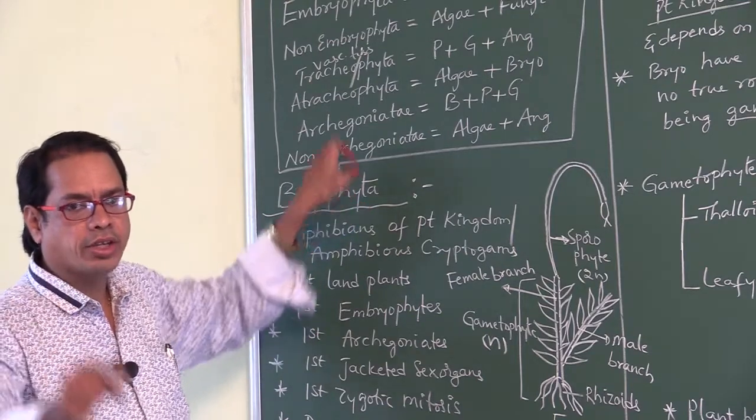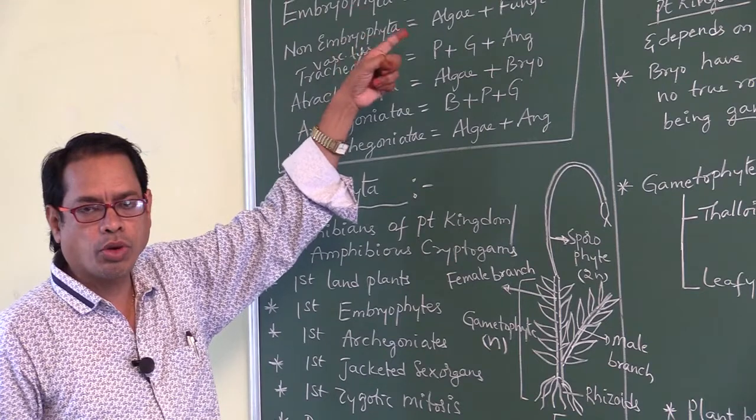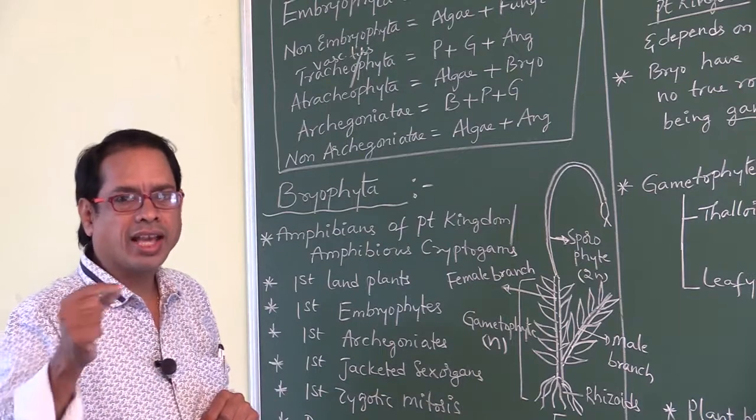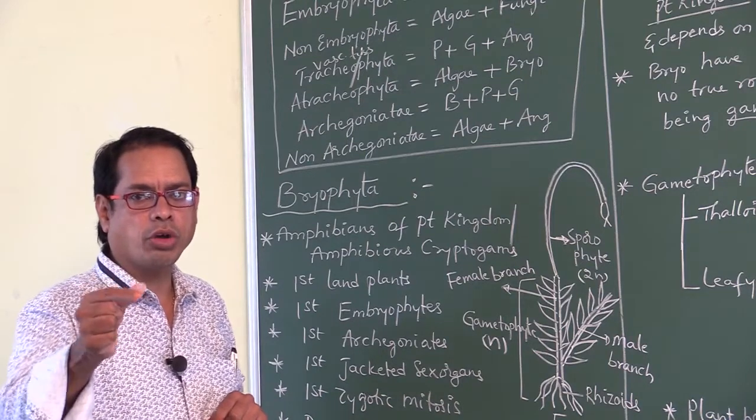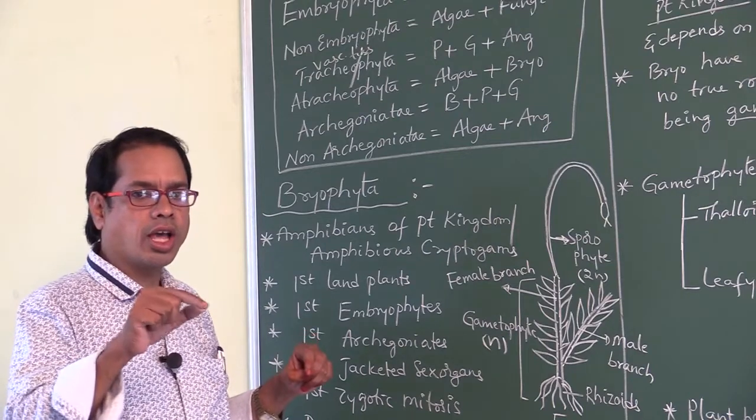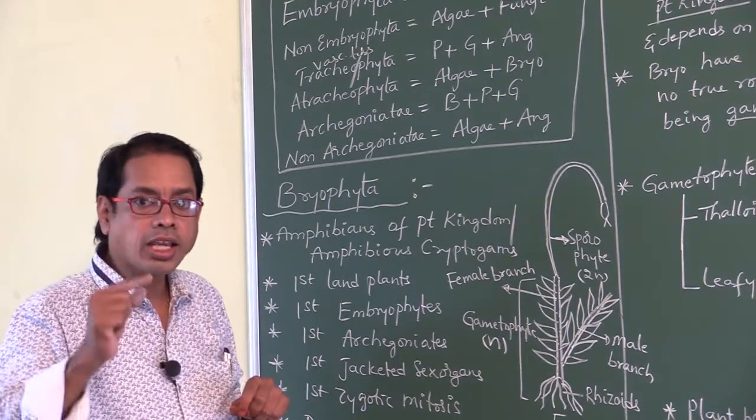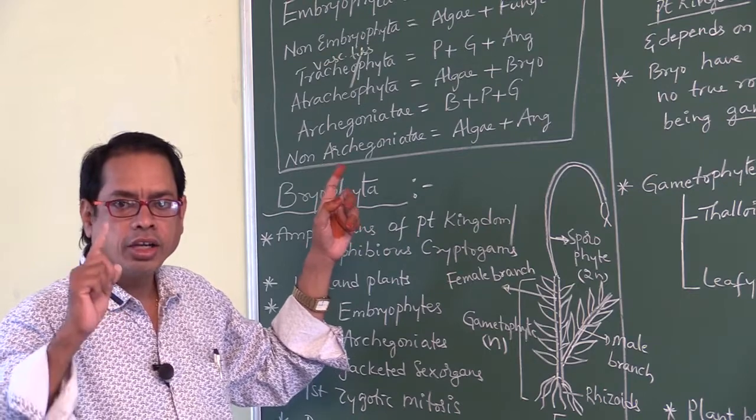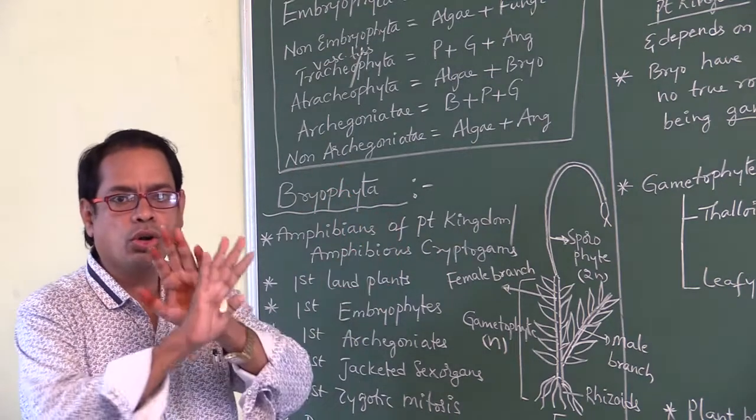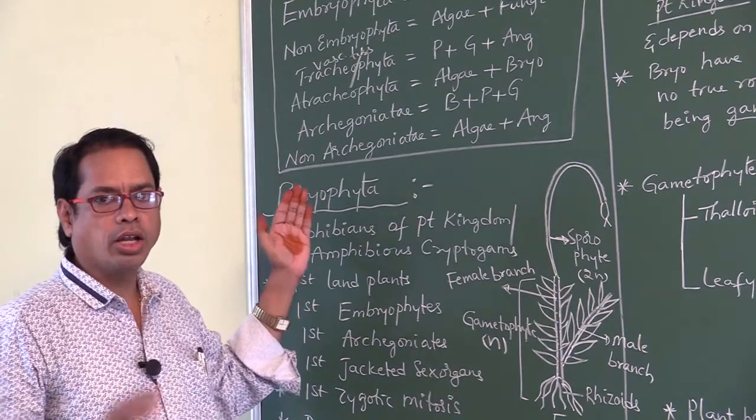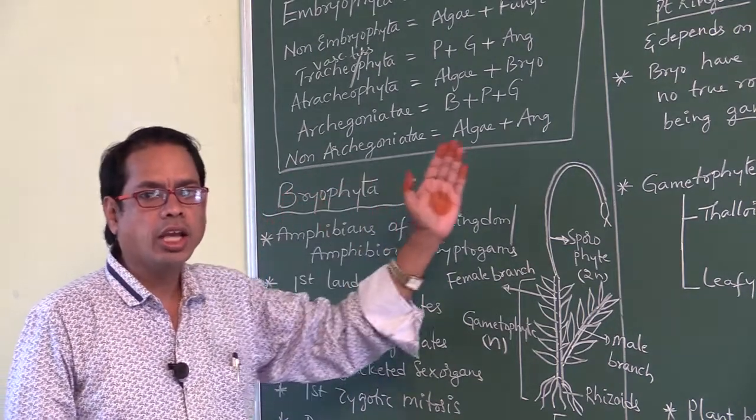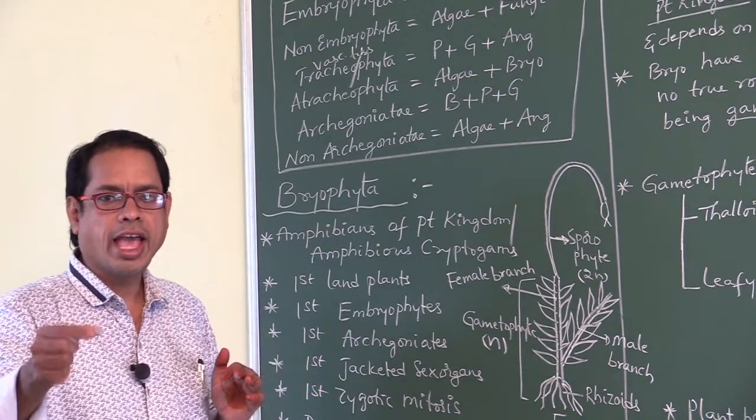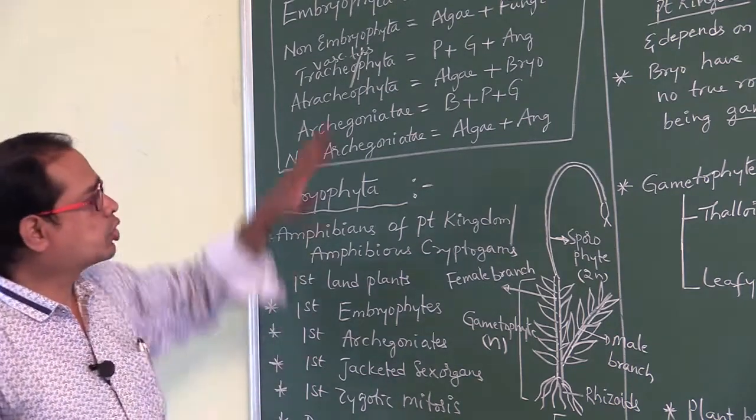What are embryophytes? Bryophyta, pteridophyta, gymnosperms, angiosperms. Remaining groups are non-embryophytes. What are tracheophytes? Pteridophyta, gymnosperms, angiosperms. Remaining groups are atracheophytes. What are archegoniates? Bryophyta, pteridophyta, gymnosperms. Don't say angiosperms. Remaining groups are non-archegoniates, that is algae and angiosperms. The common point between algae and angiosperms is the absence of archegonia.